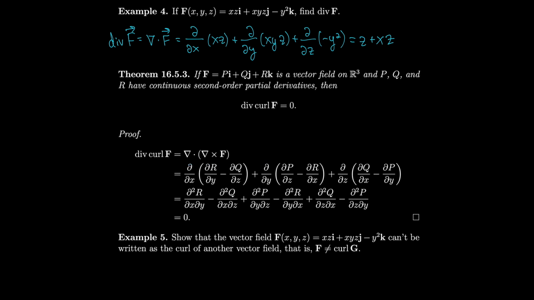So we distribute this partial, and this one, and the last one, and we end up with the second partial of r mixed x and y, second partial of q mixed x and z, p, y and z, etc. Notice that these are equal by Clairaut's theorem because we have continuous second-order partial derivatives, so they cancel. We cancel these, we cancel the q terms, those are also equal, just change the order of the partials, and we cancel the p's. So everything cancels and we get 0, exactly as we want.